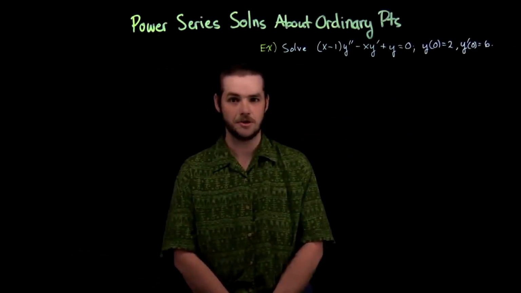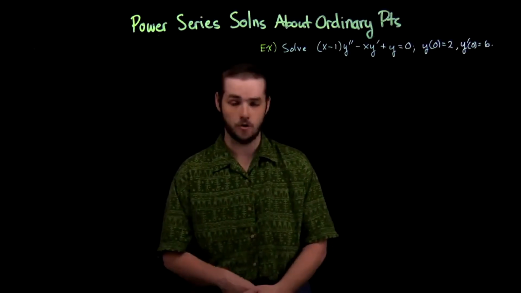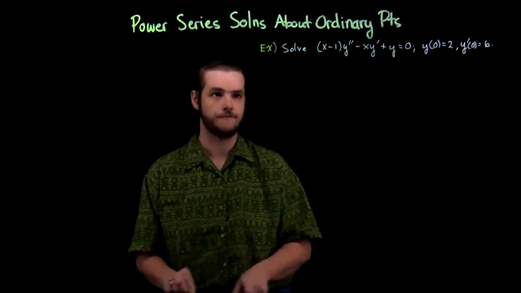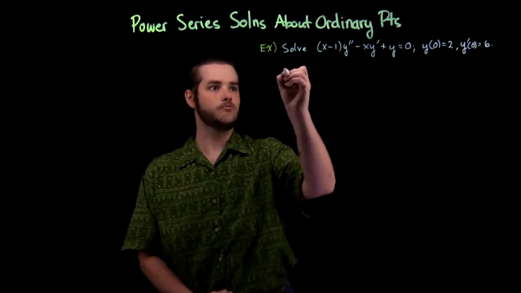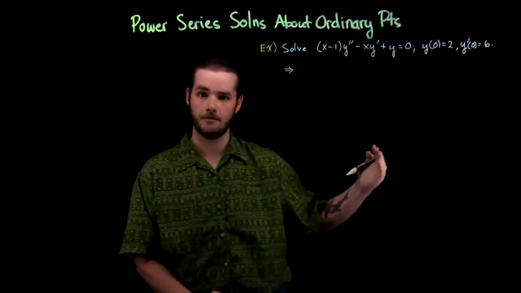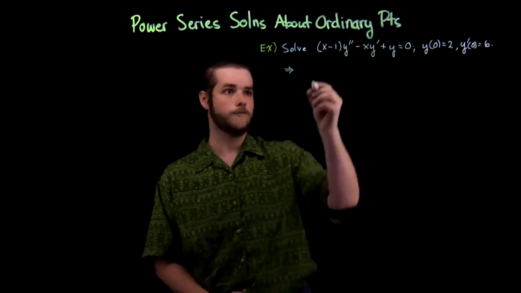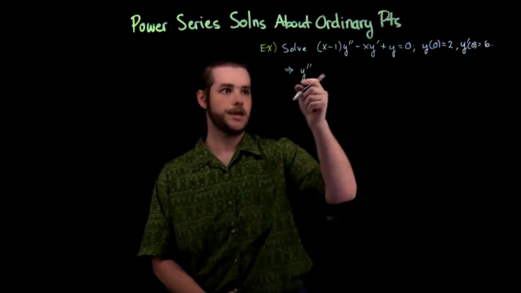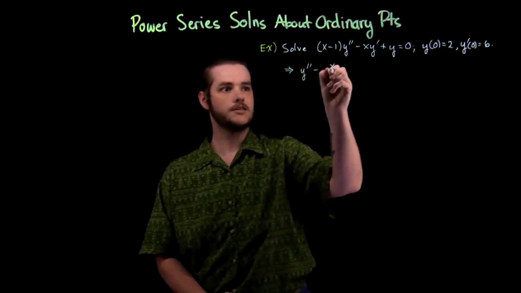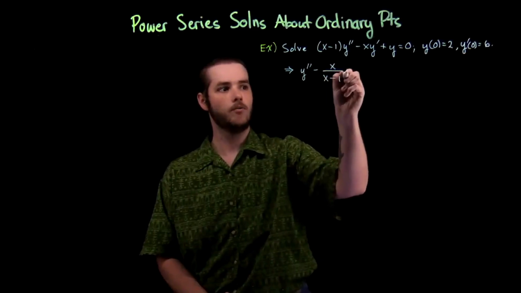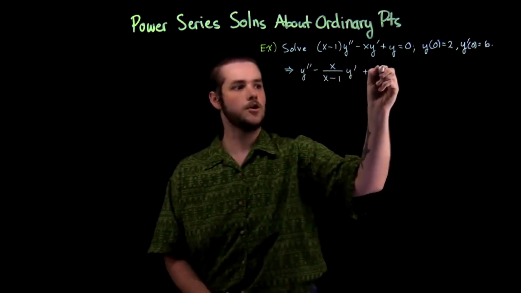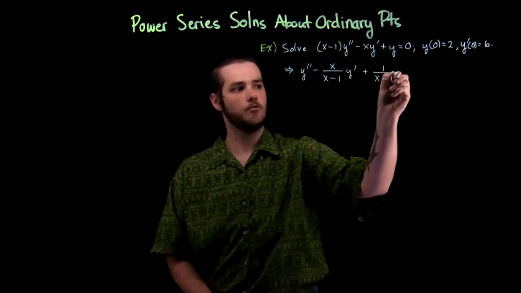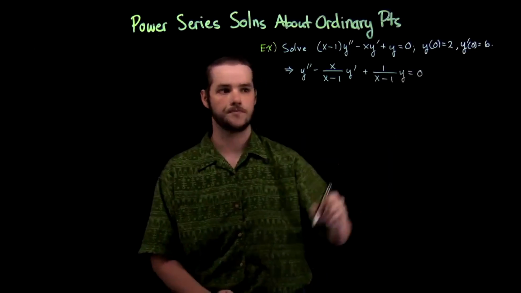Let's take a look at this ODE. You'll notice it's not in standard form, so that's the very first thing that we should fix. Let's write this in standard form by dividing the coefficient on my highest order over. So I'm going to divide everything through by x minus 1, and I get y double prime minus x over x minus 1, y prime, plus 1 over x minus 1, y, equals 0.